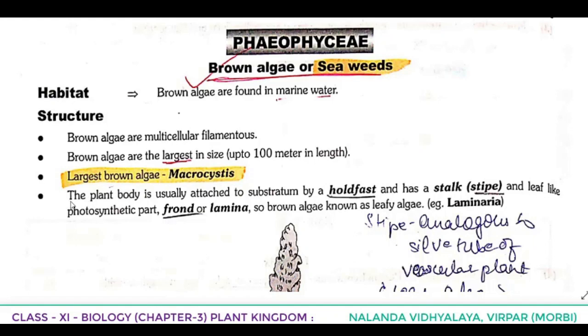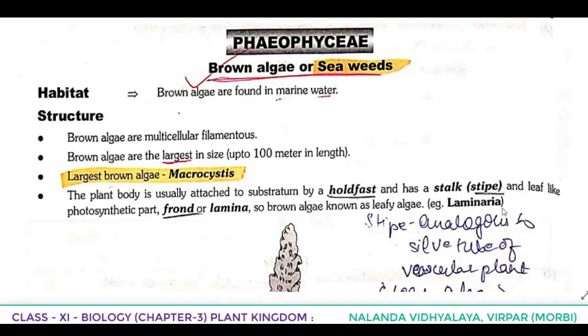The plant body is usually attached to the substratum by a holdfast and has a stalk known as stipe, and a leaf-like photosynthetic part, frond, or we can call it lamina. So brown algae known as leafy algae is very important. Example, Laminaria. If you remember, we told the names Sargassum, Laminaria and others. Here they are known as Laminaria because the leaf-like photosynthetic part, frond or lamina, is present. So brown algae are known as what? Leafy algae. Example, Laminaria.